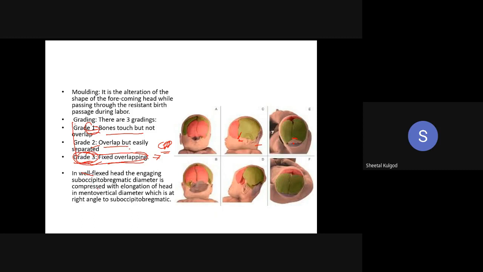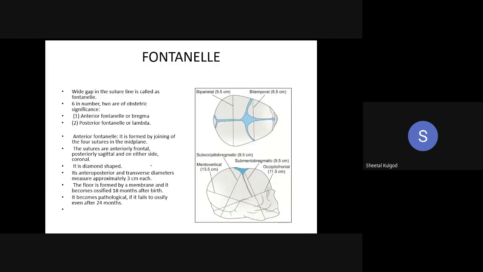Now, coming to the fontanelles, you have to remember there are actually 6 fontanelles, but the most important ones you have to remember are the anterior fontanelle, which is called the bregma, and the posterior fontanelle, that is also called the lambda because of its Y-shape.